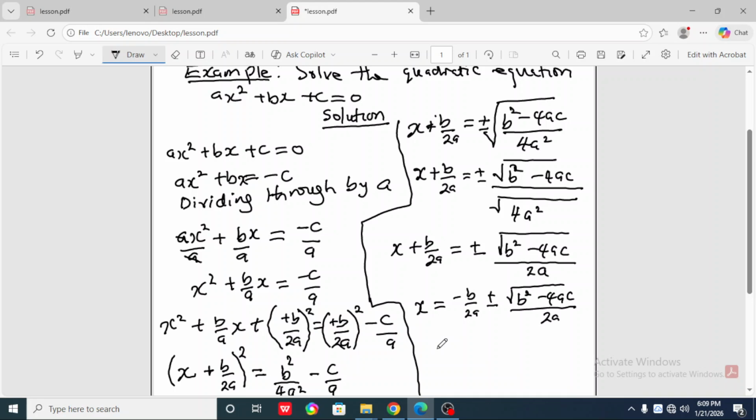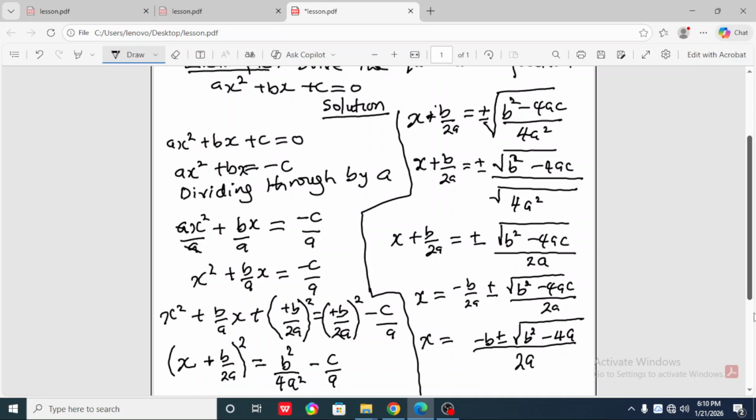So now if you look at the denominator, it is the same. We have two fractions here, minus b over 2a, then plus or minus square root of b squared minus 4ac over 2a. Since they have the same denominator, you give them a single denominator, then you now have minus b plus or minus square root of what? b squared minus what? 4ac. And this is our almighty formula. This is the end of this.